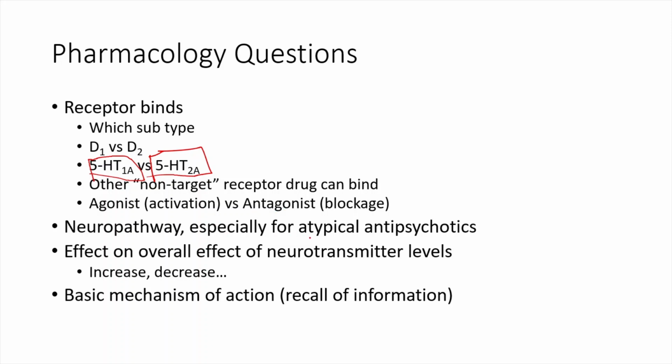Neural pathways, particularly for atypical antipsychotics: they work on all three pathways, the nigrostriatal, the mesocortical, and the mesolimbic. Know what they do in each individual pathway, and what the overall effect on dopamine is. What pathway do we want more dopamine in, and what pathway don't we want dopamine in, in terms of how the atypical antipsychotic works on schizophrenia. These are very, very important concepts that you need to grasp.